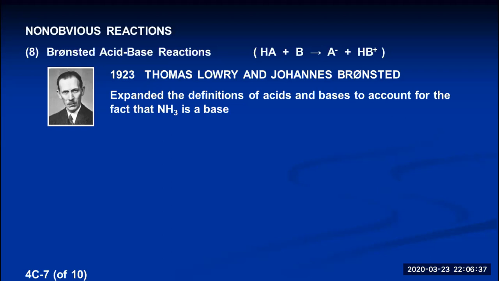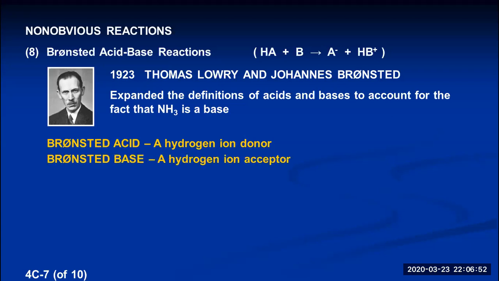Lowry and Bronsted came to the conclusion that Arrhenius was too specific about his definitions and he needed to broaden them. So here's what they decided to define as an acid and a base. A Bronsted acid is defined as a hydrogen ion donor, and a Bronsted base is defined as a hydrogen ion acceptor. Notice there's no mention of the hydroxide ion in here. It just so happens that a hydroxide ion is a really good hydrogen ion acceptor. But hydroxides aren't the only bases. Bronsted and Lowry expanded what bases were. They're anything that can accept a hydrogen ion.